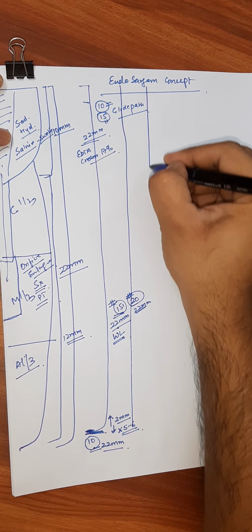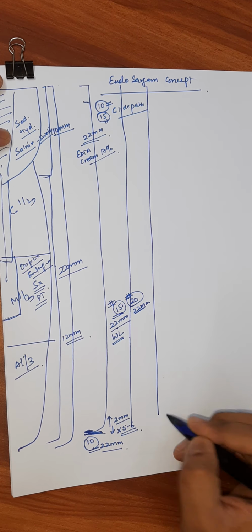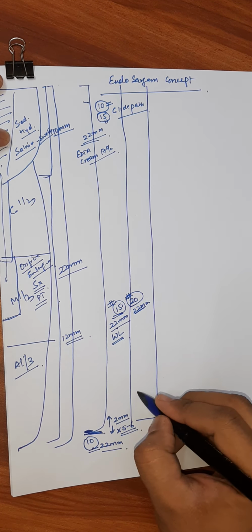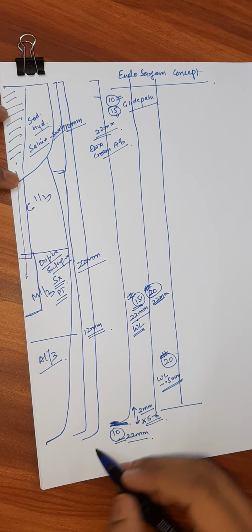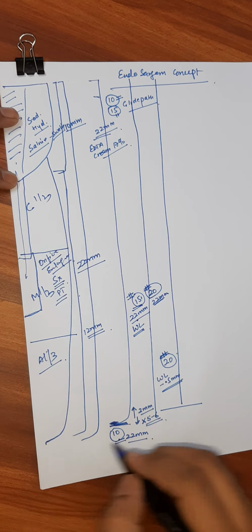You should make sure that the 20 number file reaches at least working length minus 0.5 mm. So your 20 number file should reach at least till this point, and you can continue further. From here, my coronal third is already prepared with piezo, my middle third is prepared with my orifice enlarger, and my apex has enough capacity to receive a 20 number file.